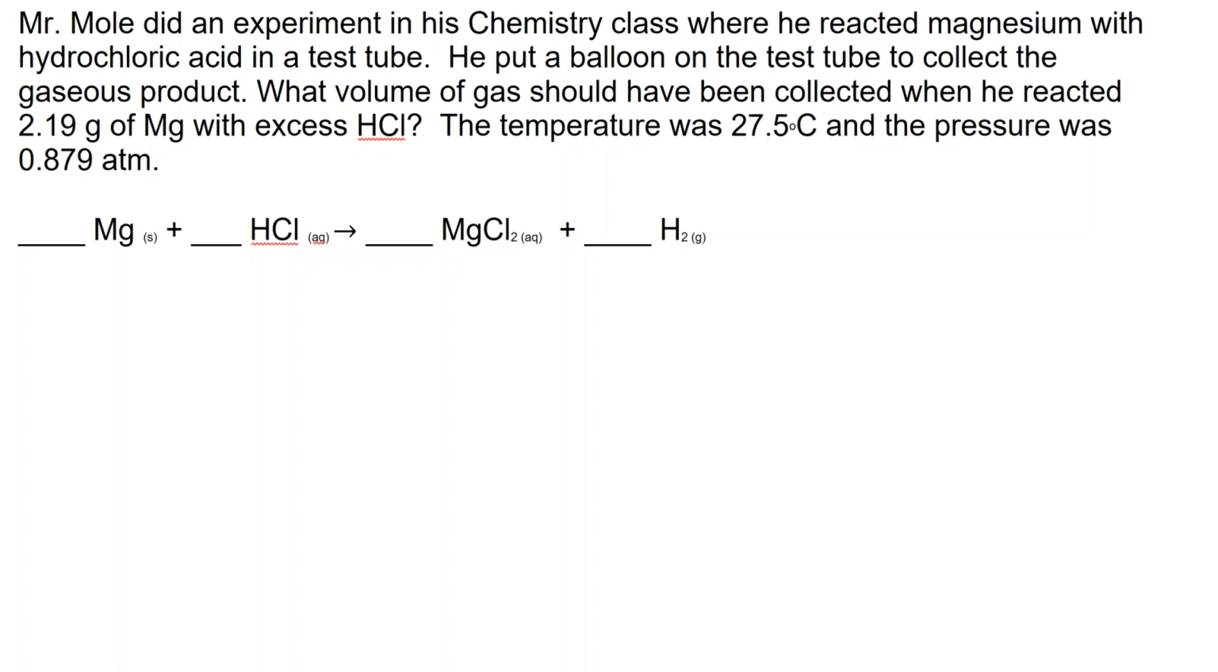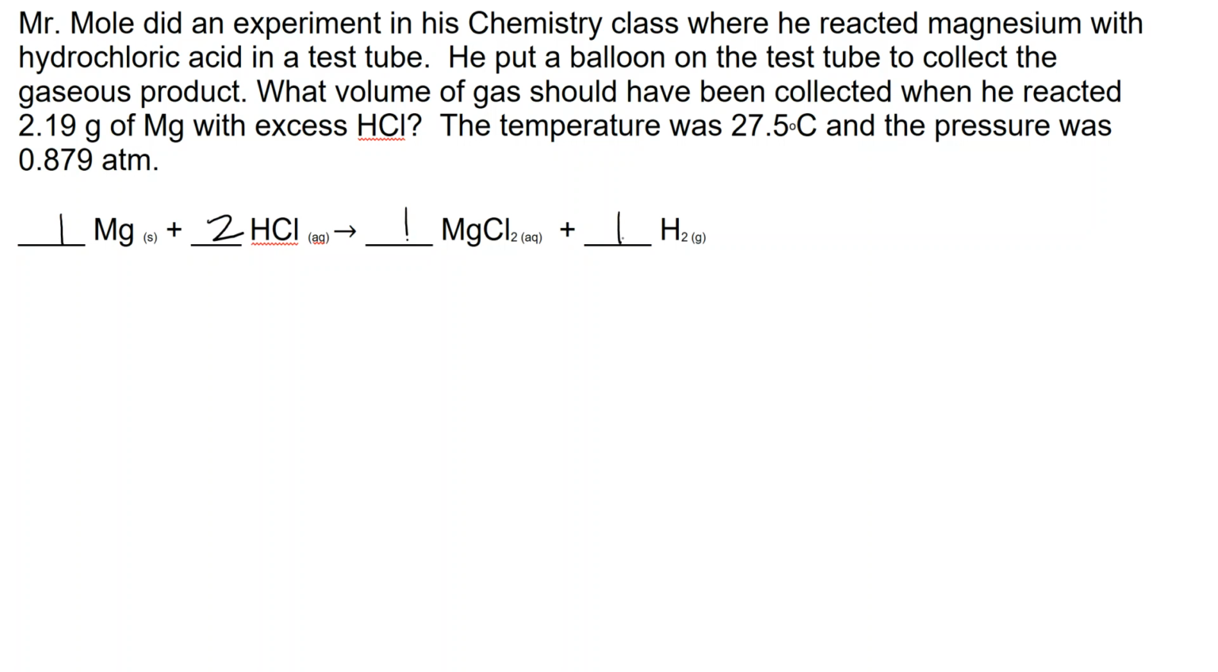The temperature was 27.5 degrees Celsius and the pressure was 0.879 atmospheres. Because in this problem they're asking for volume, we first have to do the stoichiometry, or the BCA table, and then we will do the ideal gas law, PV equals nRT, second. To begin, we need to have a balanced equation. To balance this equation, we first put a 2 in front of the HCl, and all other coefficients will be 1, and now it's balanced.